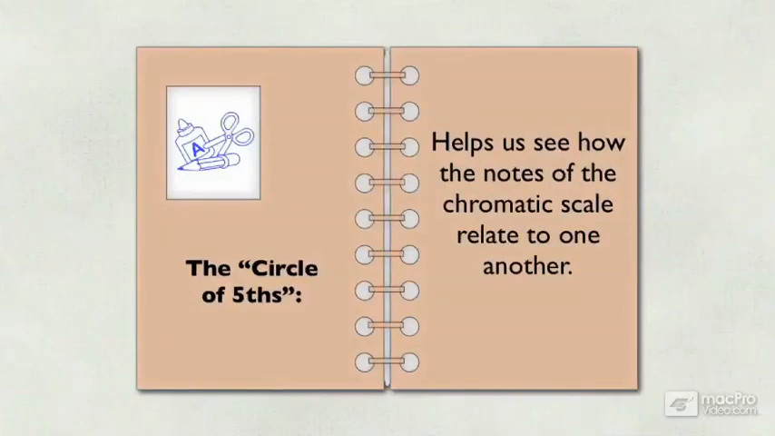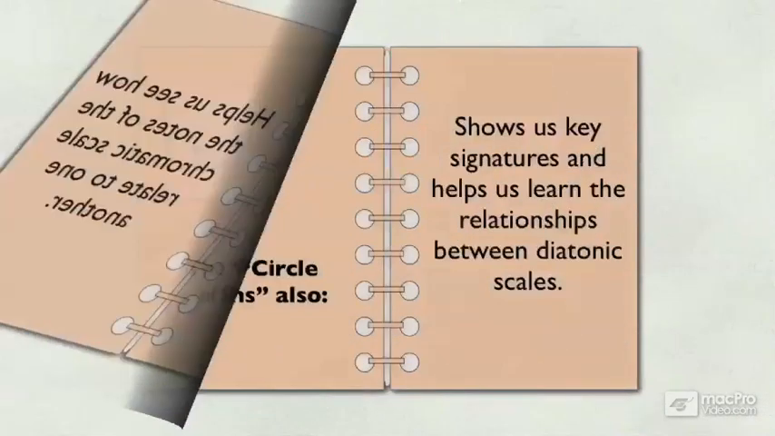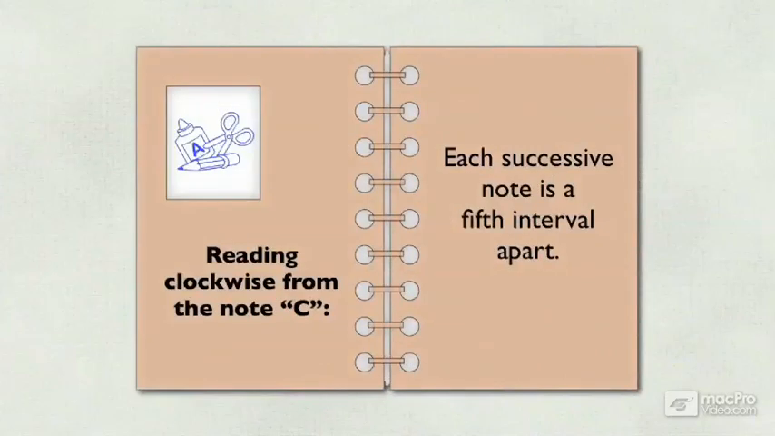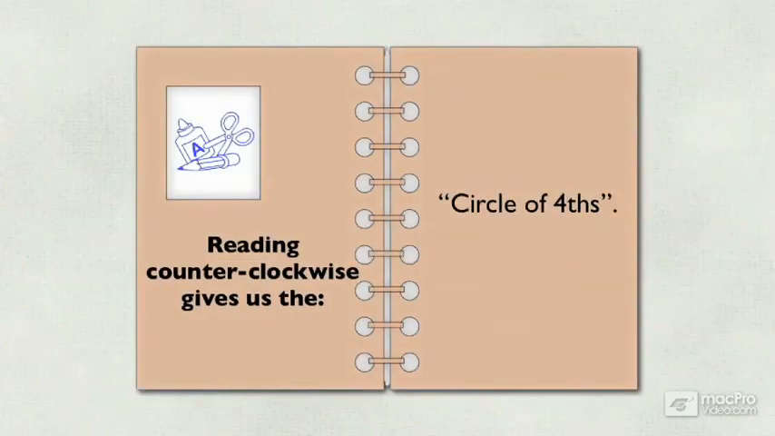The circle of fifths helps us to see how the notes of the chromatic scale relate to one another. The circle of fifths also shows us key signatures and helps us to learn the relationships between diatonic scales. Reading clockwise from the note C, each successive note is a fifth interval apart. Reading counterclockwise gives us the circle of fourths.